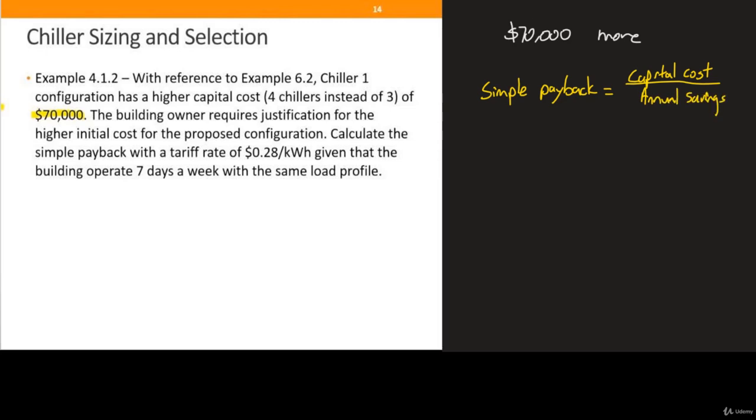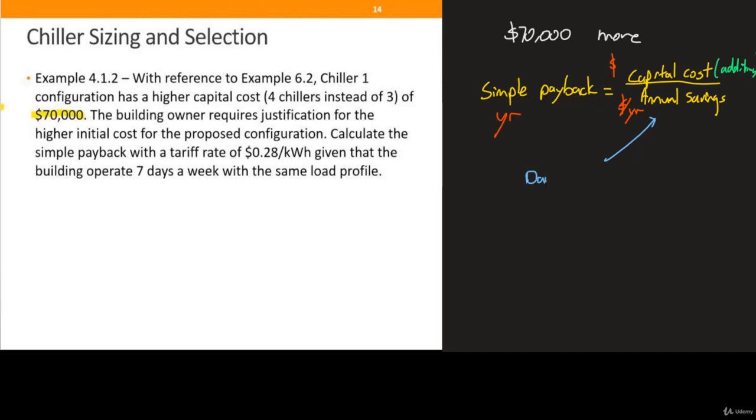So if you look at the units, capital cost is in terms of dollar. Annual saving is dollar per year. So if you take dollar divided by dollar per year, obviously your simple payback is in terms of number of years, be it 3 years, 5 years, or 7 years. So your answer is always in terms of years. So how are you going to get annual saving? You are going to get your annual saving from your daily savings.